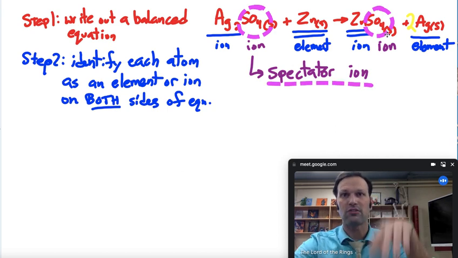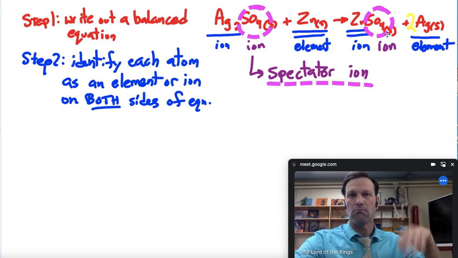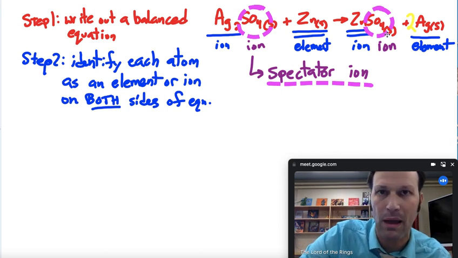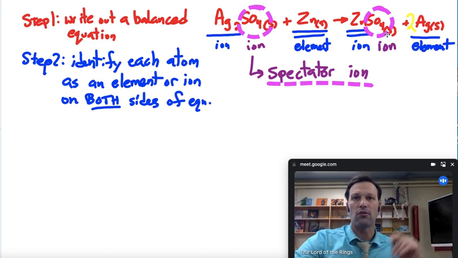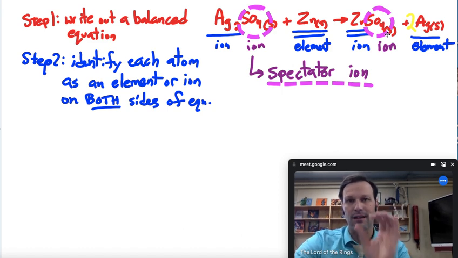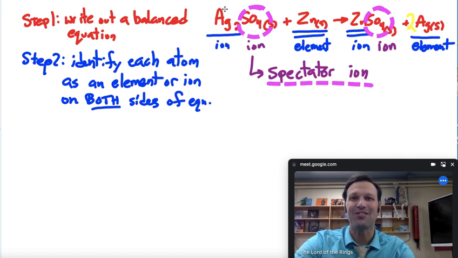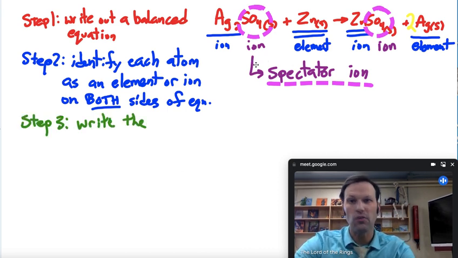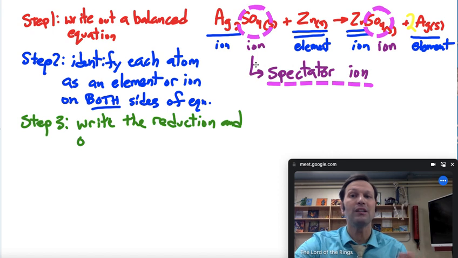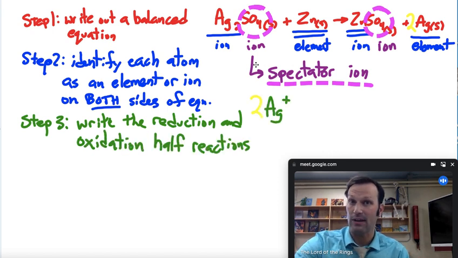Now they watch the football game, right? They watch the basketball game. They watch the ping pong game. They're a spectator. There's nothing going on in there. This is a really important step: identify where these elements begin as an ion or element. So step 3 is you're going to be writing reduction and oxidation half reactions.